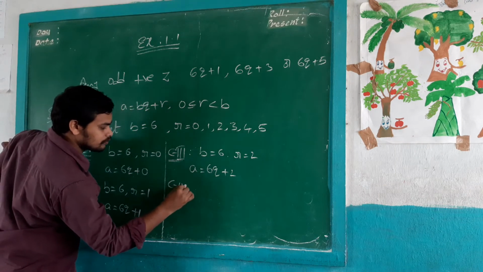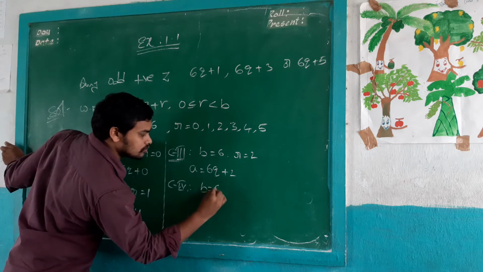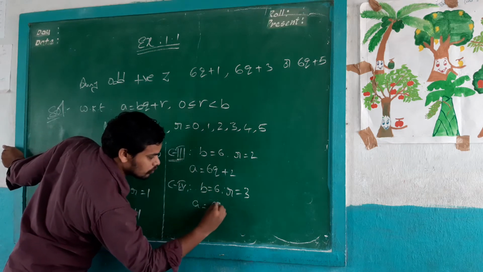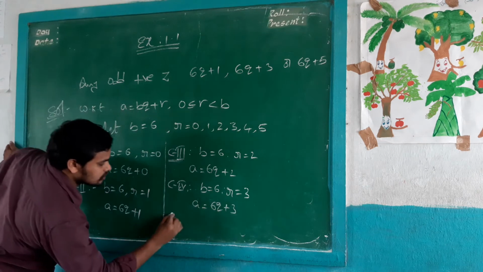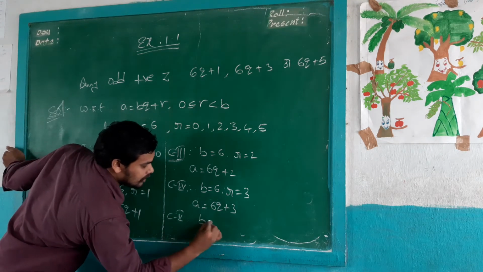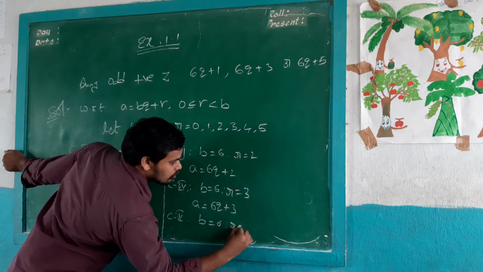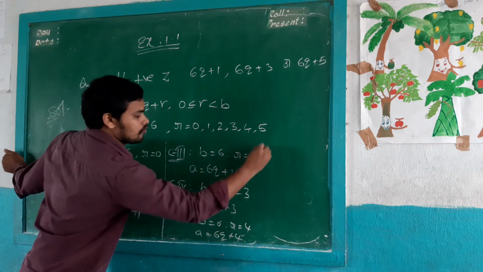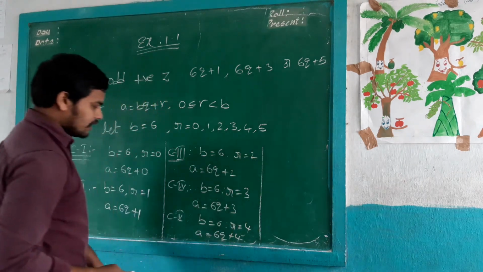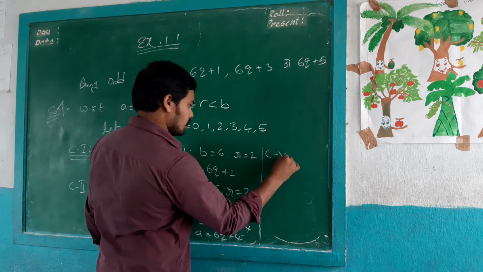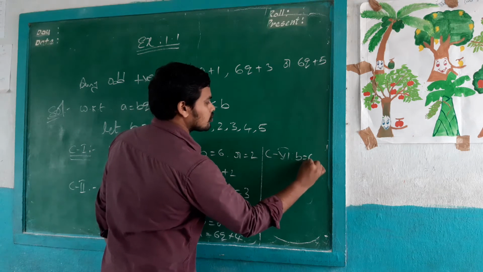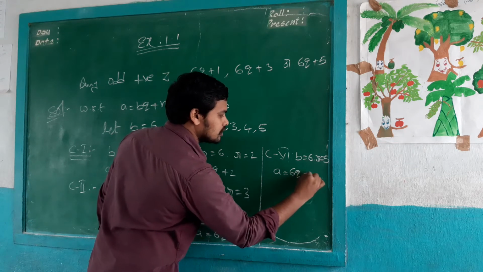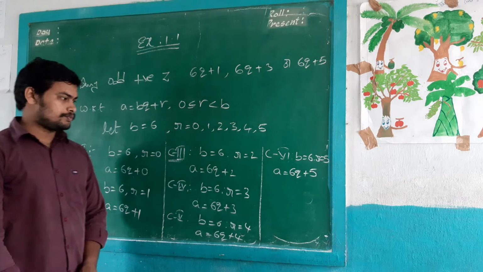Next, case 4: B equal to 6, R equal to 3. So A equal to 6q plus 3. Next case, B equal to 6, R equal to 4. So A equal to 6q plus 4. Next, final case, case 6: B equal to 6, R equal to 5, A equal to 6q plus 5.